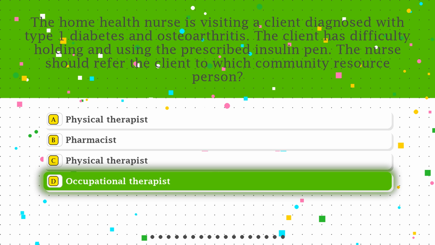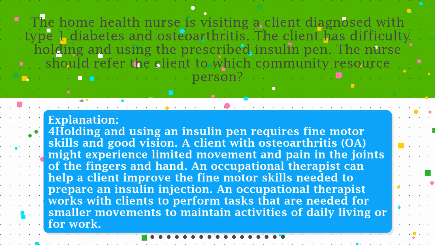The correct answer is option D. Occupational therapist. Holding and using an insulin pen requires fine motor skills and good vision. A client with osteoarthritis, OA, might experience limited movement and pain in the joints of the fingers and hand. An occupational therapist can help a client improve the fine motor skills needed to prepare an insulin injection. An occupational therapist works with clients to perform tasks that need smaller movements to maintain activities of daily living or for work.